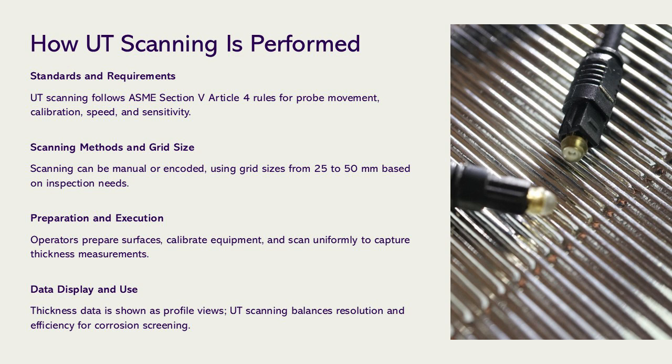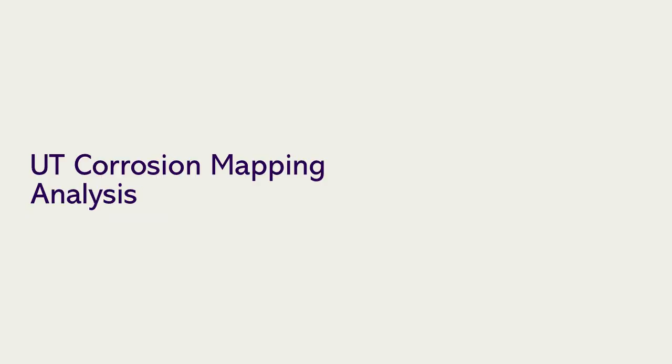The thickness results can be displayed as profile and B-scan views. UT scanning provides a balance between resolution and efficiency and is often used as a screening method to determine whether more detailed corrosion mapping is required. Why, when, and where corrosion mapping is required, and how corrosion mapping is performed.